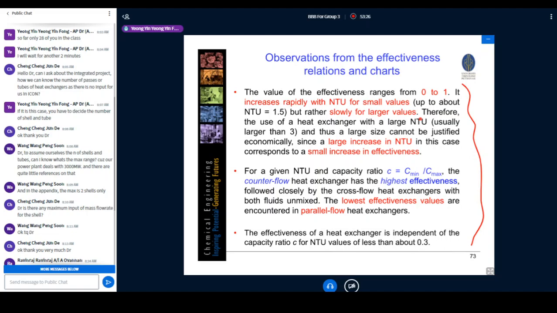For a given NTU and capacity ratio, you need to compare apple to apple. So this one is apple to apple, all having the same C, having the same NTU. Always, comparison has to be apple to apple. Then the highest one is cross flow, the lowest one is parallel. This is good information once you want to design the flow arrangement of your heat exchanger. The effectiveness of a heat exchanger is independent of the capacity ratio for NTU values less than 0.3 here. As I mentioned just now, the lower values are all the same.